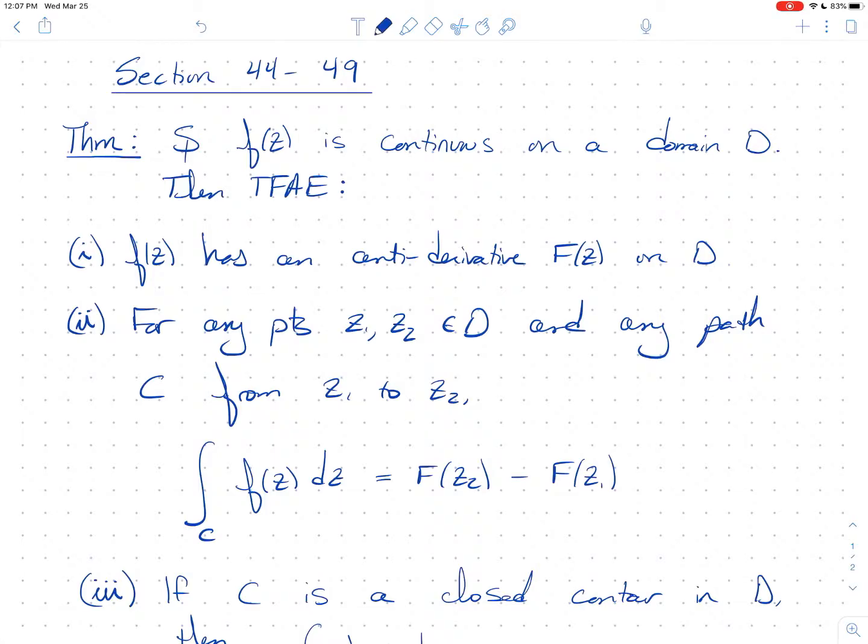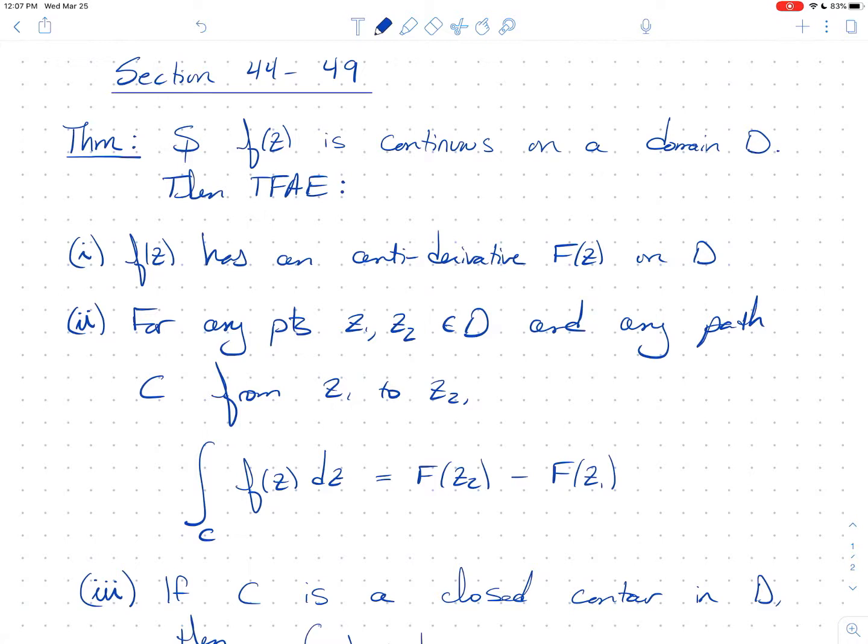All right, on we go. So we're going to be diving into sections 44 through 49. The sections in the book are very small, and we're actually going to skip several of them or some long proofs. But at the end of this series of videos, we'll be ready for our first homework assignment, and I'll give you those problems. So I want to look at a theorem with you.